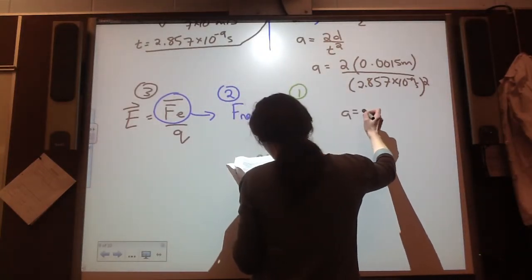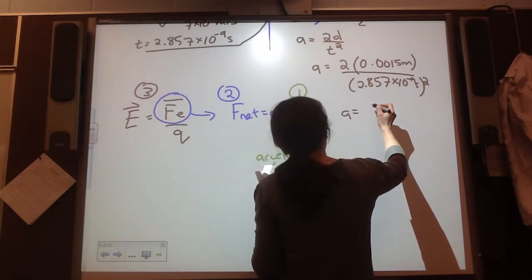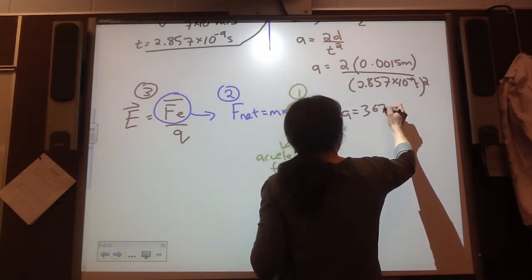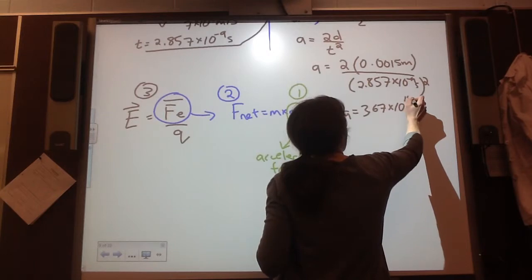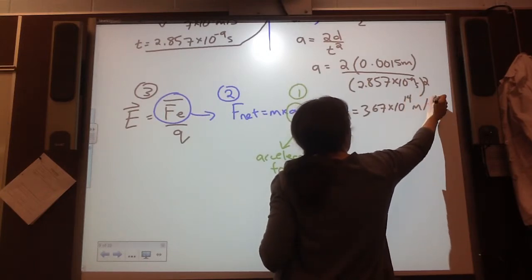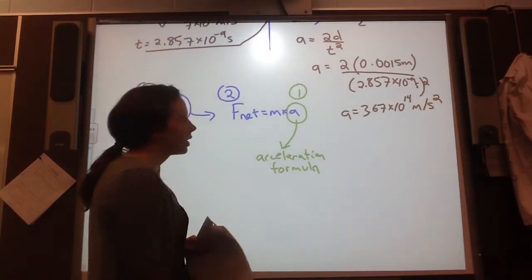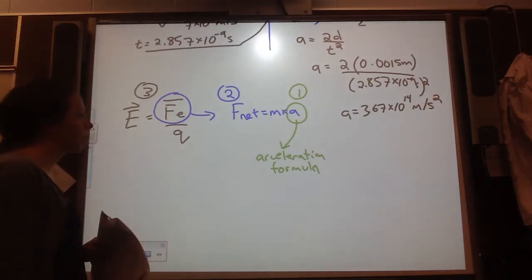So then a is equal to 3.67 times 10 to the 14 meters per second squared. So that was step 1. We found acceleration.